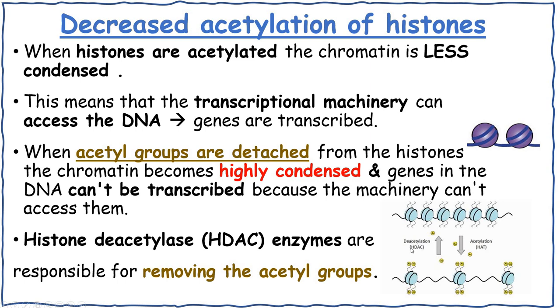However, when the acetyl groups are detached from the histones, known as deacetylation, the chromatin becomes really highly condensed, and therefore the genes in the DNA can't be transcribed because the enzymes involved in transcription can't actually access the DNA because it's so tightly wound. And histone deacetylase, or HDAC enzymes, are responsible for this removal of the acetyl groups, which then makes it really condensed, and therefore you can't transcribe the DNA.